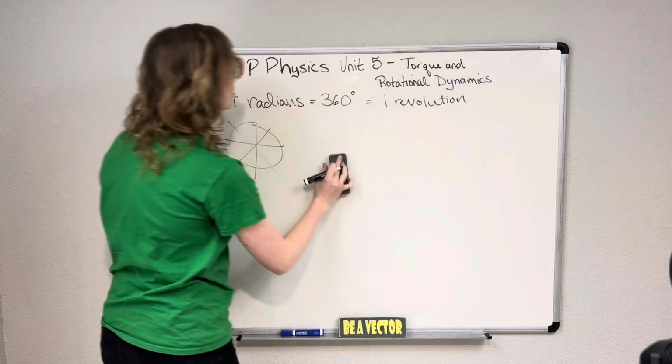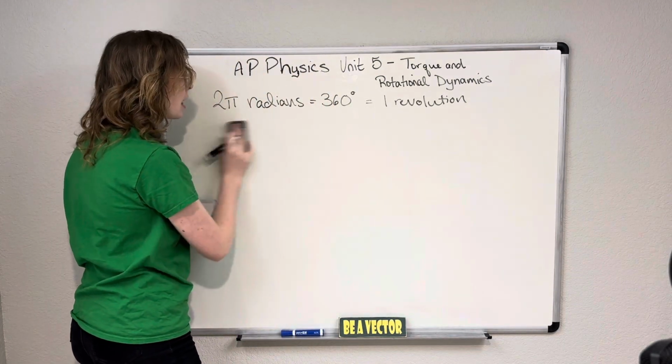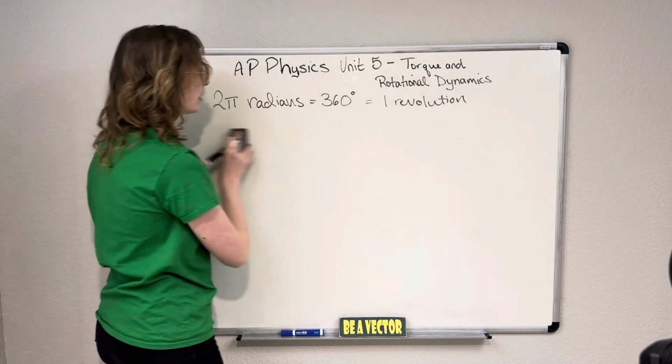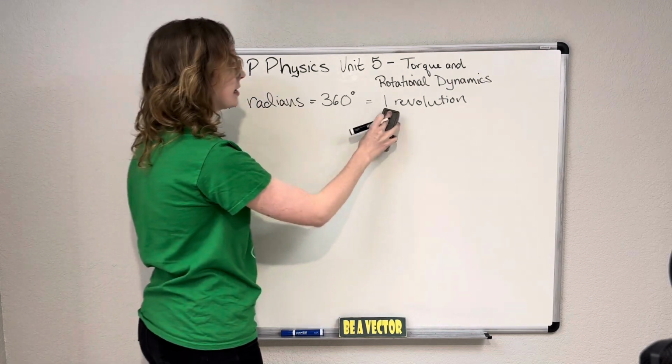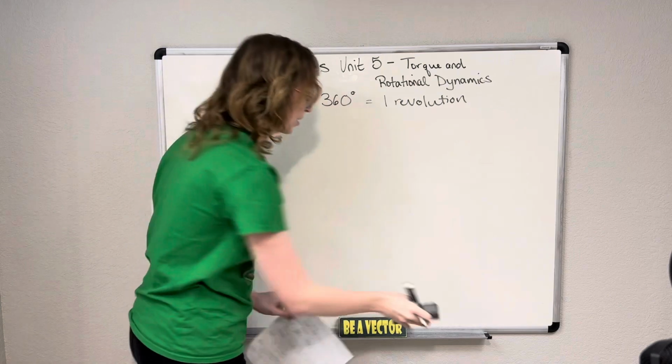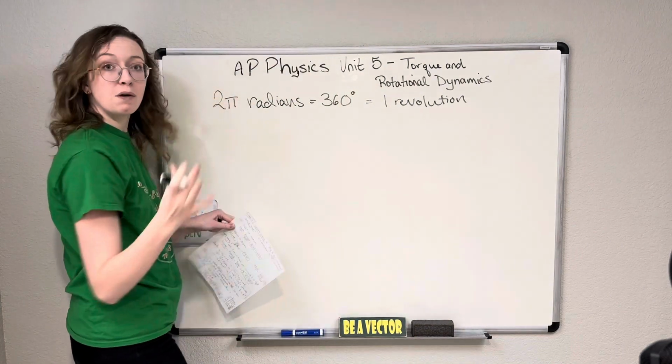So we're going to do a little bit of practice in converting between these three, but just remember that these three things are all equal to each other. So 2 pi, 360, and 1 are going to be the numbers we're going to be using a lot today. All right, let's just go through a few examples.